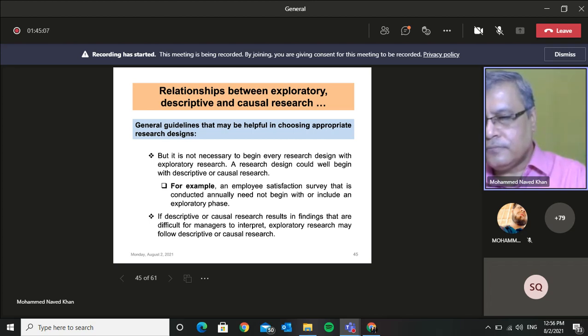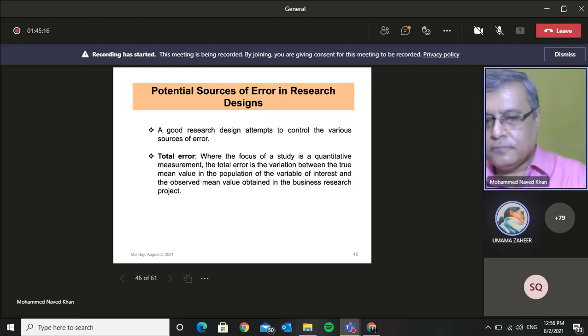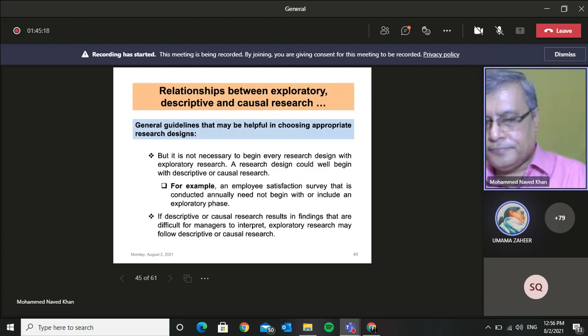Sir, I have a doubt. Yes, welcome. Correct me if I'm wrong, we usually consider a sample size large when it is greater than 30. Yes. So in exploratory, you said that it should be less than 50.